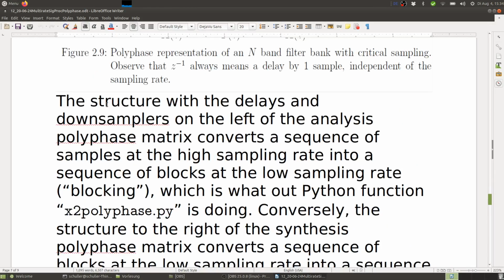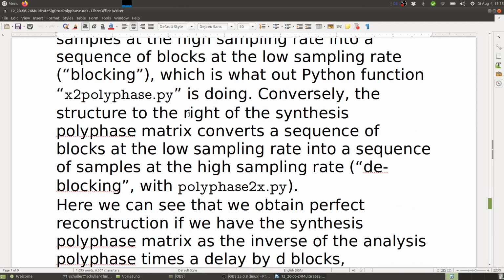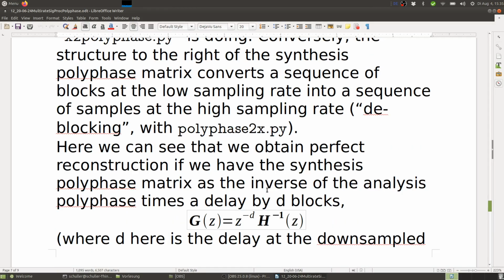So the structure of the delays and downsamplers on the left of the analysis polyphase matrix converts a sequence of samples at the high sampling rate into a sequence of blocks at the low sampling rate, also called blocking, which is what our Python function x2polyphase is doing. Conversely, the structure to the right of the synthesis polyphase matrix converts a sequence of blocks at the low sampling rate into a sequence of samples at the high sampling rate, also called deblocking, like our program Polyphase to X.